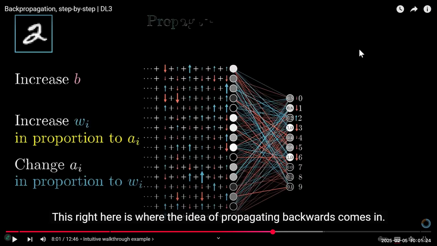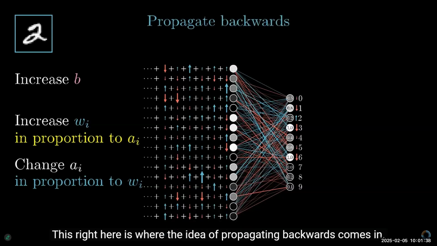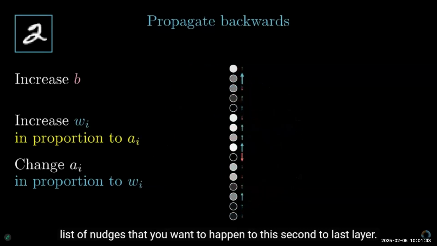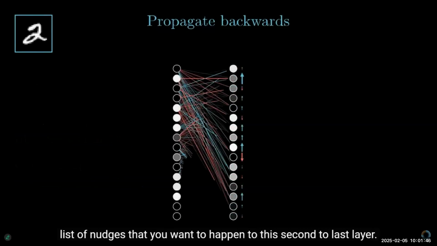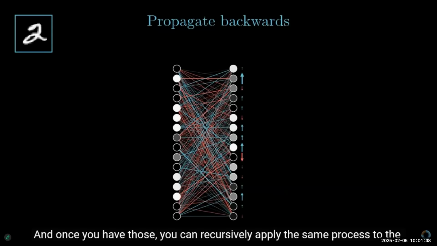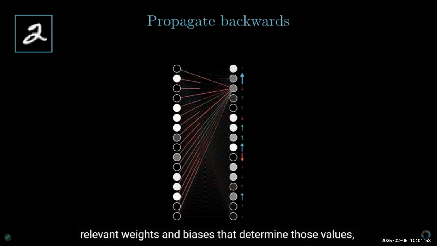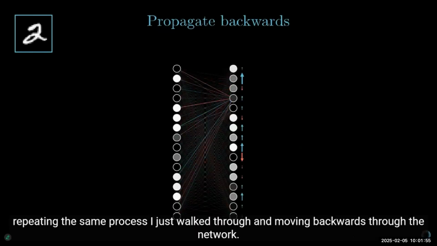The idea is that you want to change the number of these activations to drive what we need. And this is to explain how you aggregate a bunch of different activations. Here is where the idea of propagating backwards comes in. By adding together all these desired effects, you basically get a list of nudges that you want to happen to the second to last layer. And once you have those, you can recursively apply the same process to the relevant weights and biases that determine those values, repeating the same process I just walked through and moving backwards through the network.